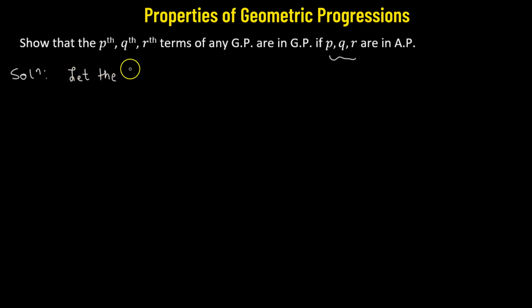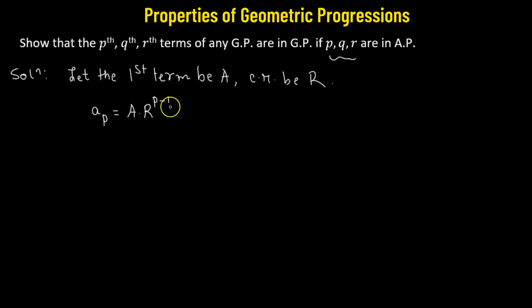So let the first term be represented by the letter A in uppercase, and the common ratio will be the letter R in uppercase as well. Then, we need to show that the Pth, Qth and Rth terms are in GP. So let's find the Pth term first. The Pth term of the geometric progression will be given by the first term multiplied by the common ratio R, raised to the power of P minus 1. So let this be equation number 1.